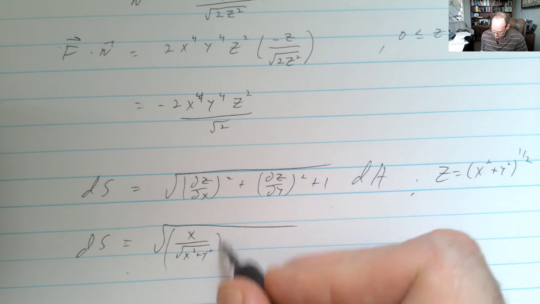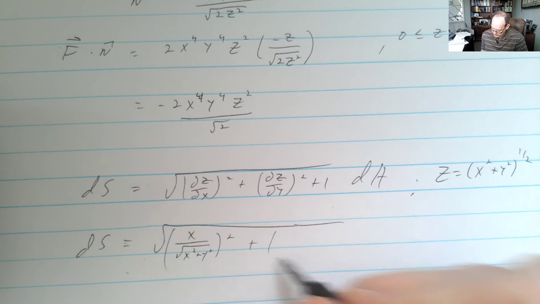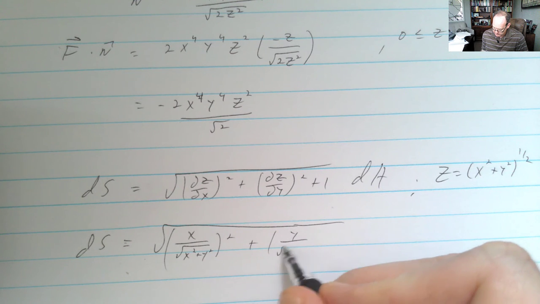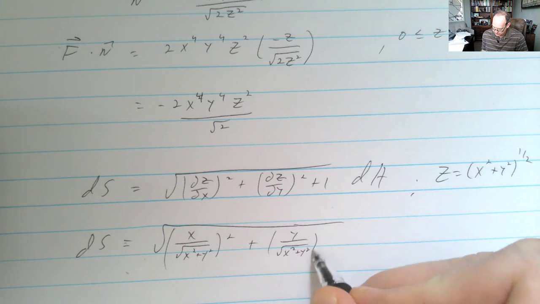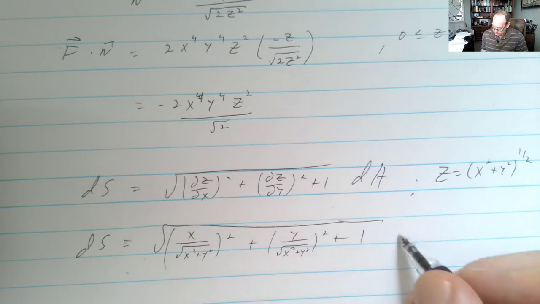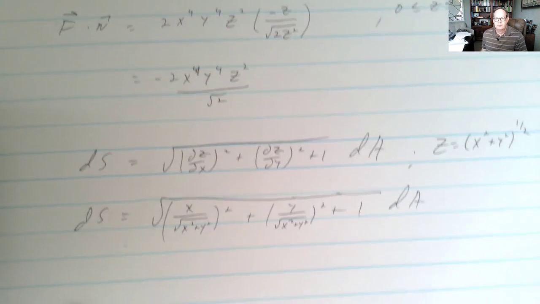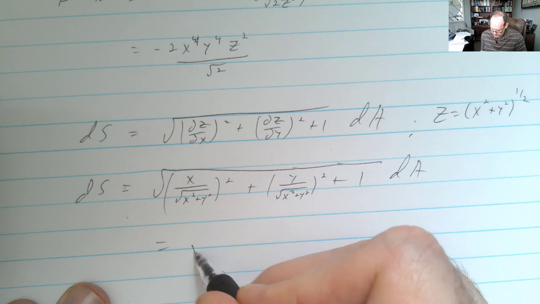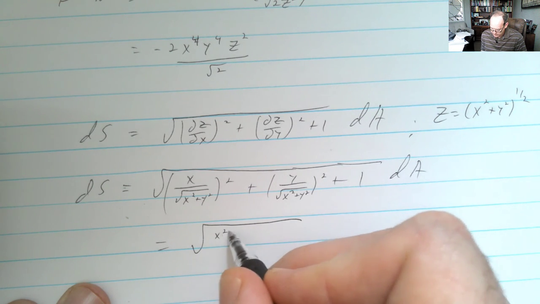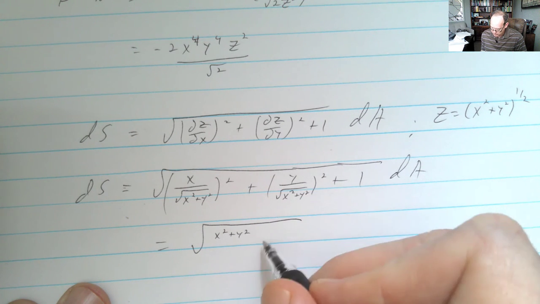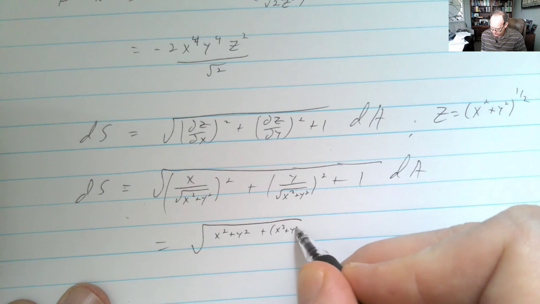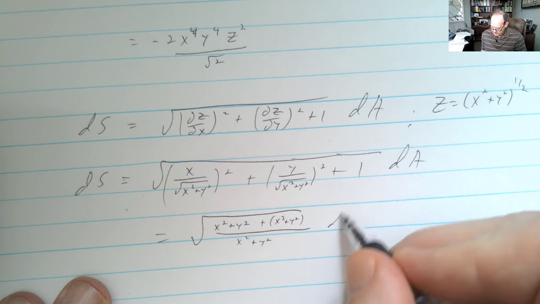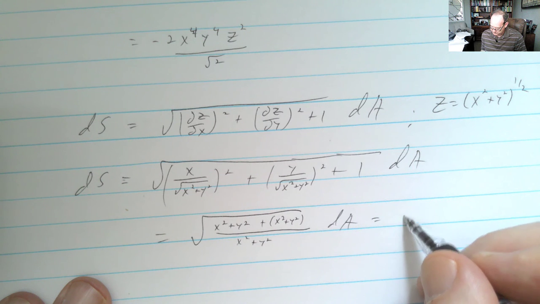So we have to square this. Similarly for y, we'll get 1/2 to the negative 1/2 times 2y. It'll be y over square root of x squared plus y squared. And we'll square that, and then plus 1. So if we simplify, we'll get the square root of, get a common denominator, x squared plus y squared, and then plus 1 will be plus another x squared plus y squared, all over x squared plus y squared dA, and that'll end up just being root 2.